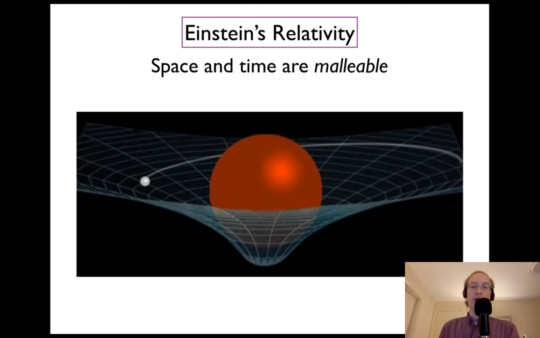So that, for example, in this picture, if the big red ball in the center is, say, a star, it's warping space and time a whole lot. And so then if some other small object comes along, like a planet or a comet or something, its trajectory will change. It'll move in a different way. And in this case, it could, for example, get trapped in an orbit around the star because of that warping.